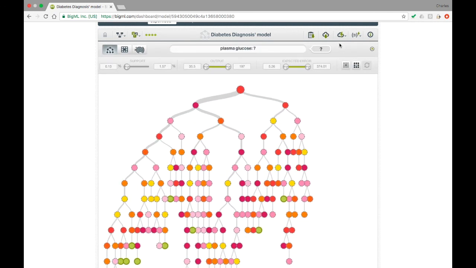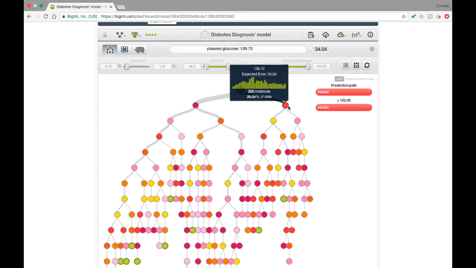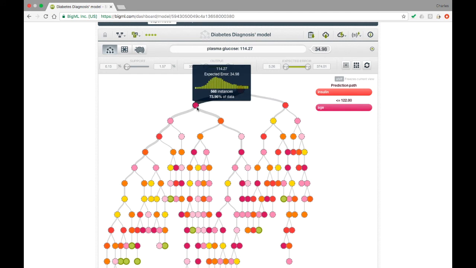Training a one-click model, we see that the top split in the decision tree is on the patient's insulin level, showing the expected relationship between blood sugar and insulin. The model now predicts a number instead of a class, and the summaries at each node of the tree show a histogram of the objective values for the instances represented by that node.